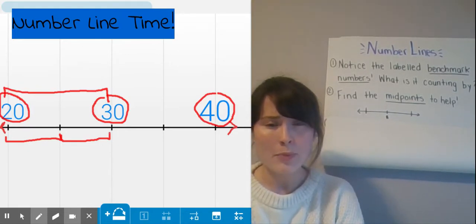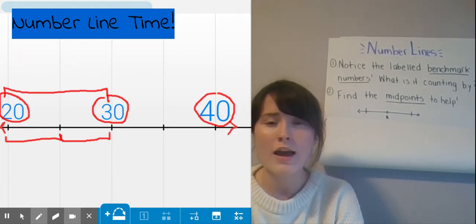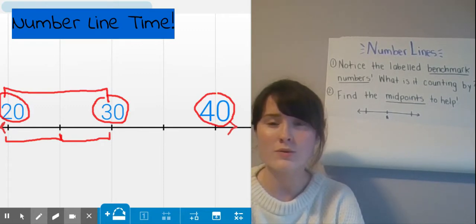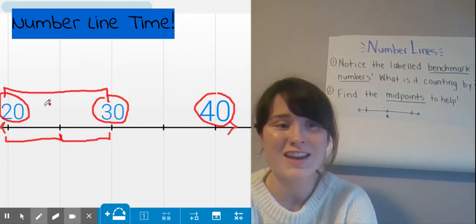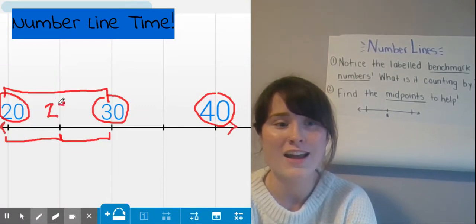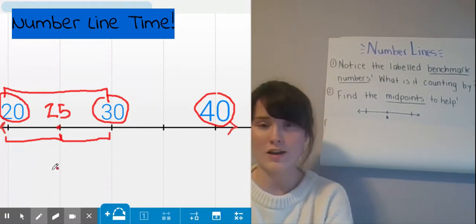So what's the midpoint between 20 and 30? What comes right in the middle? If you were able to think it was 25, then you rocked it. Go ahead and label your midpoint 25. Make sure it's right in the middle of 20 and 30.